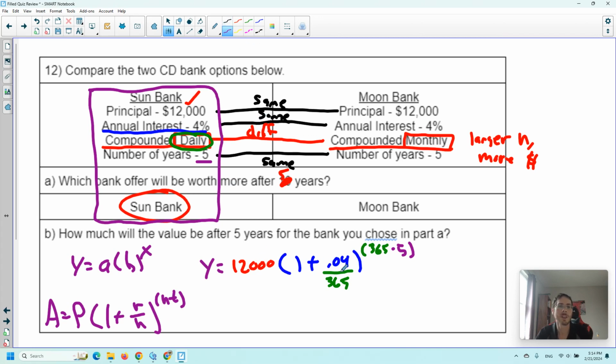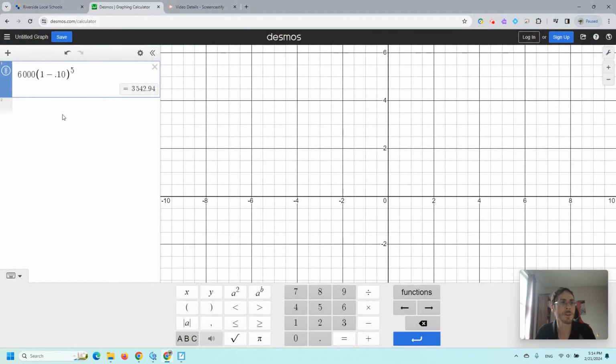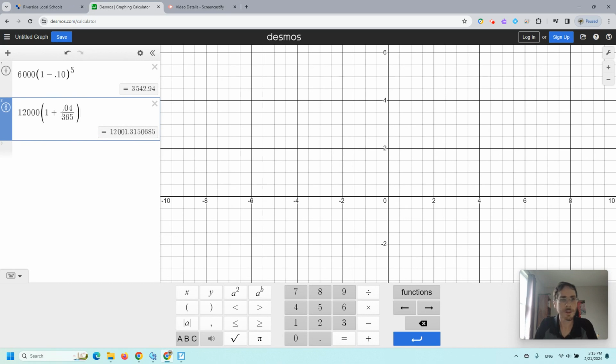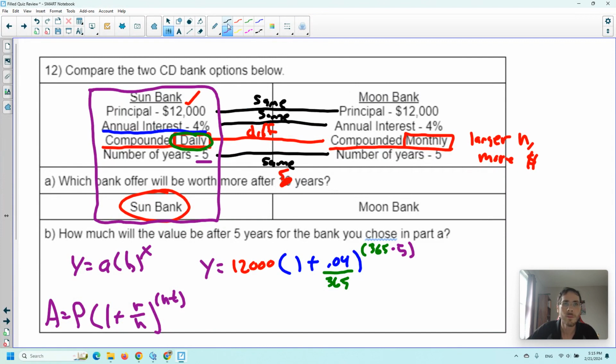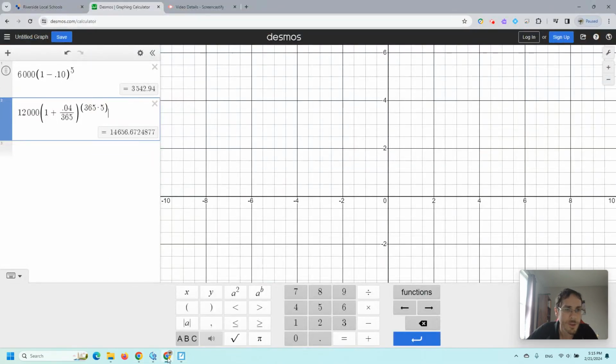Either way, we're just going to throw this into a calculator from here. So 12,000 times (1 plus 0.04 over 365) to the power of, and we definitely want to have the parentheses here, otherwise Desmos is going to throw a fit. So we got to make sure we get those parentheses. 365 times 5, and so we get 14,656 and then our change, 0.67.